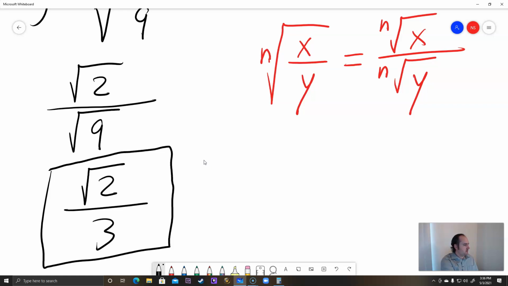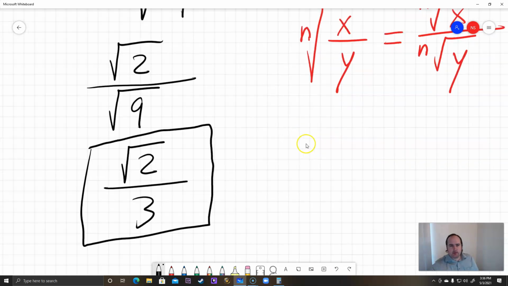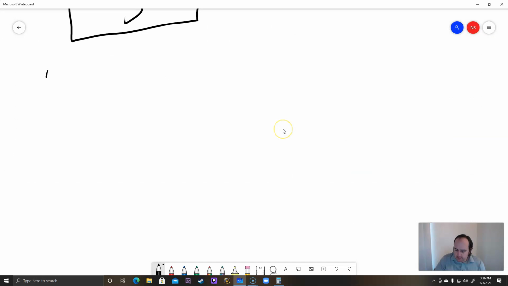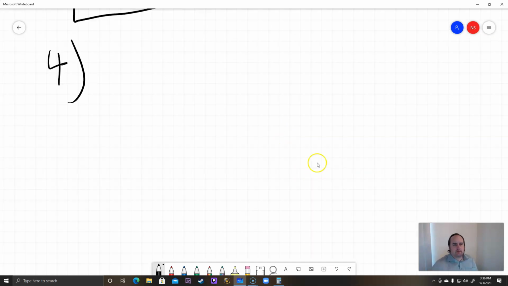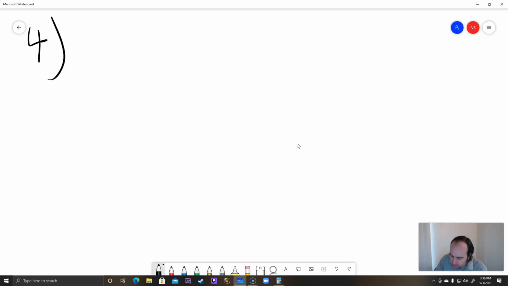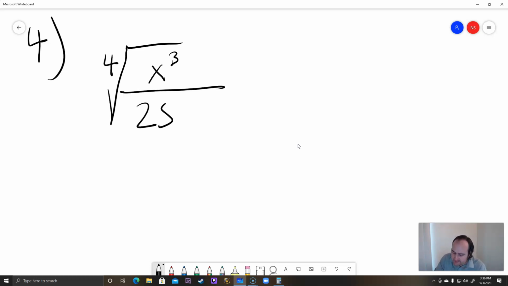Okay, so let's jump into another one. Example number 4 of simplifying radical expressions. For example number 4, we have the 4th root of x cubed over 256. The 4th root of x cubed over 256. So here we have a fraction, and we have a radical applied to it. This time it's a fourth root rather than a square root.